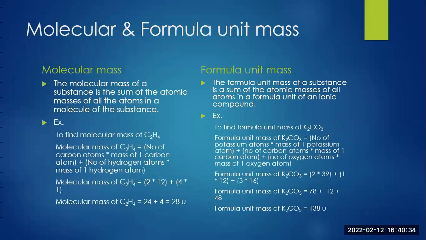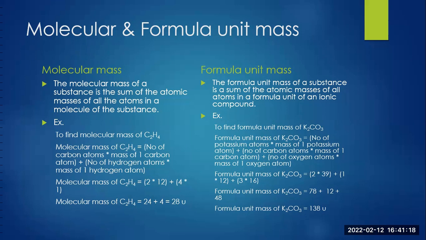Now we discuss molecular and formula unit mass. The molecular mass of a substance is the sum of the atomic masses of all the atoms in a molecule of the substance. For example, if we find out molecular mass of C2H4, then molecular mass of C2H4 is number of carbon atoms multiplied by mass of one carbon atom plus number of hydrogen atoms multiplied by mass of one hydrogen atom. Thereby, we get molecular mass of C2H4 as 28 u.